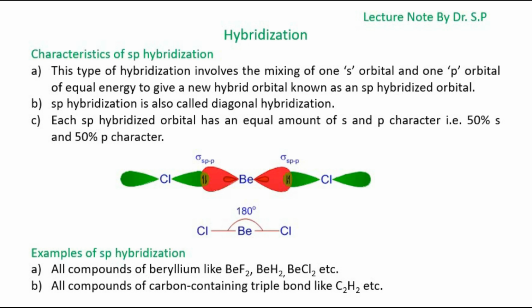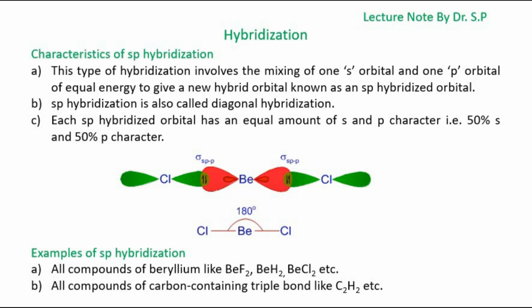Characteristics of sp hybridization. This type of hybridization involves the mixing of one s orbital and one p orbital of equal energy to give a new hybrid orbital known as an sp hybridized orbital. Sp hybridization is also called diagonal hybridization. Each sp hybridized orbital has an equal amount of s and p character, 50% s and 50% p character.